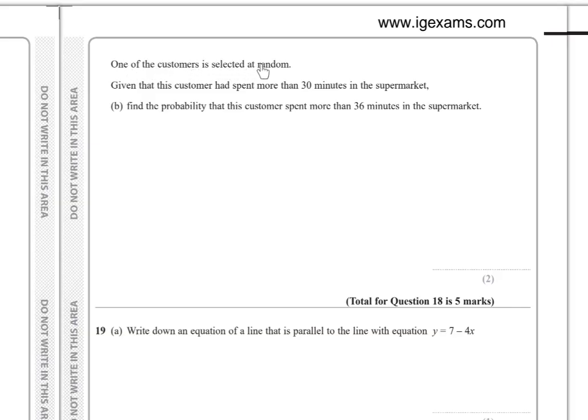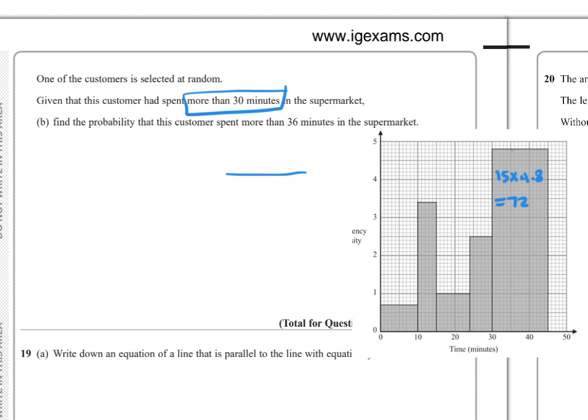One of the customers is selected at random. Given that this customer had spent more than 30 minutes in the supermarket, find the probability that this customer spent more than 36 minutes in the supermarket. So this is a conditional probability, so we need to choose from those who spent more than 30 minutes. This is the area of this rectangle, which is 15 times 4.8, which is 72. So the denominator is 72, we need to choose one from them.